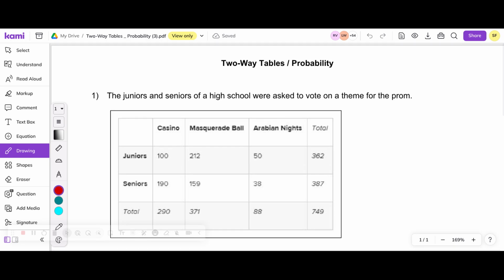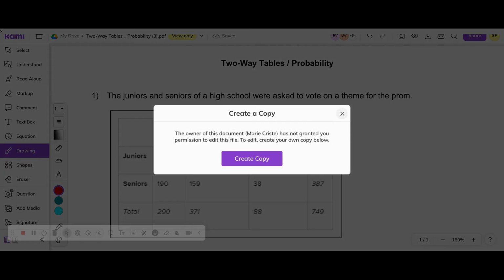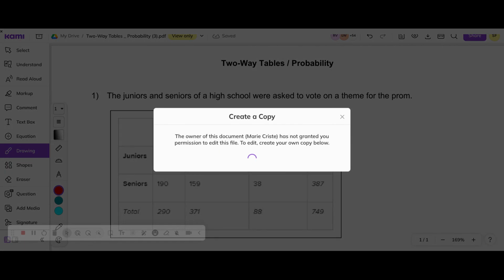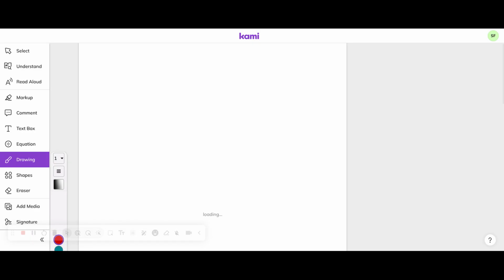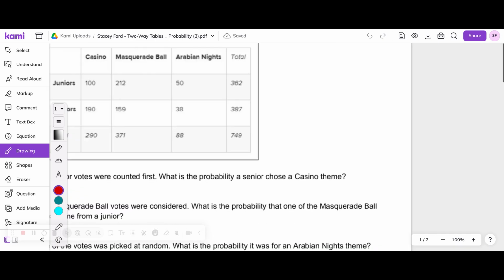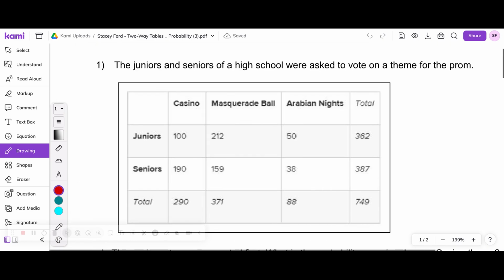Okay, so this one we're going to be doing is two-way tables with probability. So here we see a big table with juniors and seniors, and they were asked to vote on a theme. So we have juniors and seniors that are voting on a theme for prom, and the themes are going to be the casino, masquerade ball, and Arabian Nights.